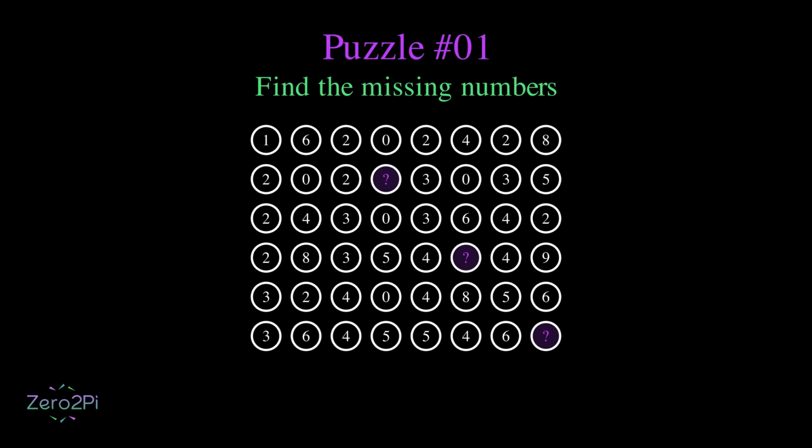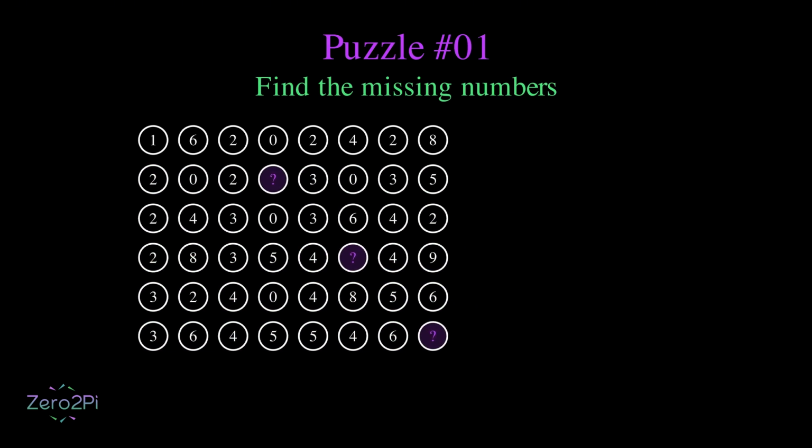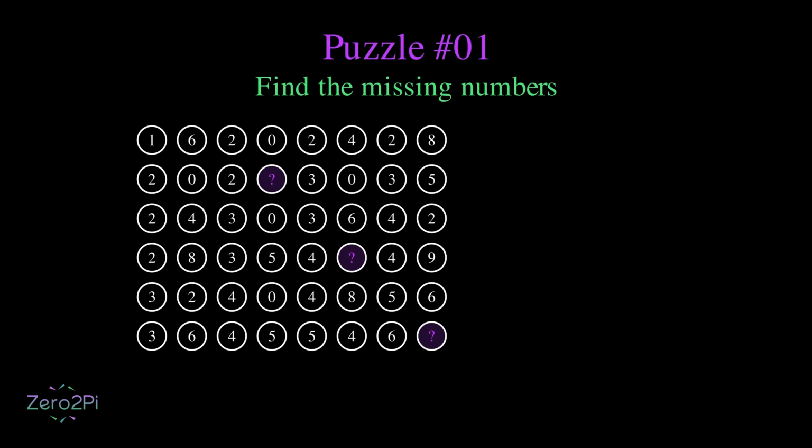Okay, let's start. A good first instinct might be to check the sums of the rows, but as you'll see, there's no obvious connection or clear pattern if you try the usual methods. So instead of looking at the numbers individually, what if we look at them as pairs? 1 and 6, 2 and 0, 2 and 4, 2 and 8, and so on. And now you will start to notice something. Starting with the very first row, if we combine the pairs, we get the numbers 16, 20, 24, and 28. These are clearly multiples of 4.